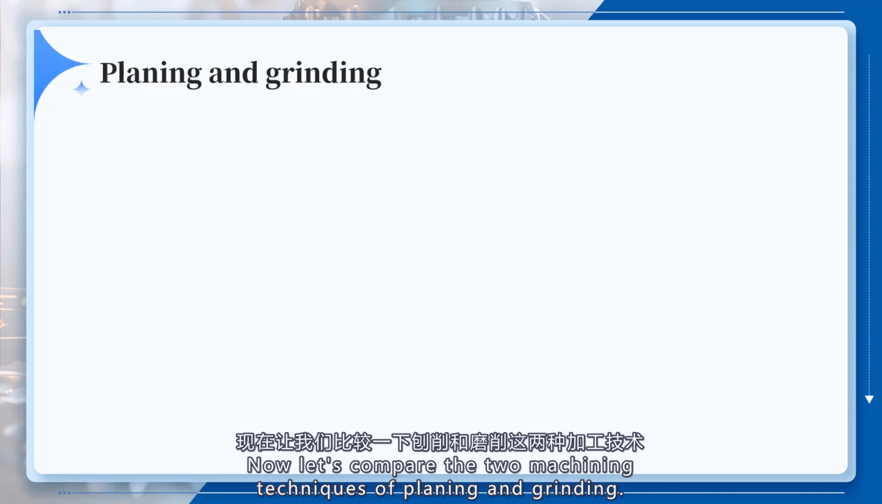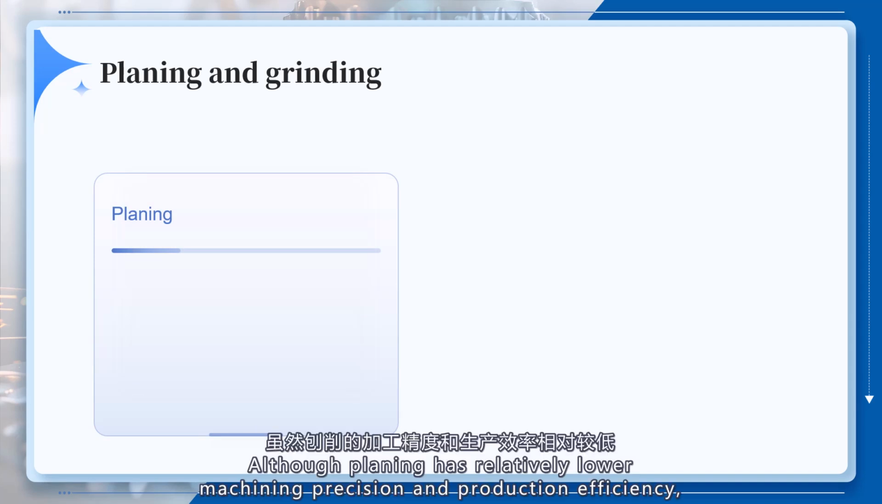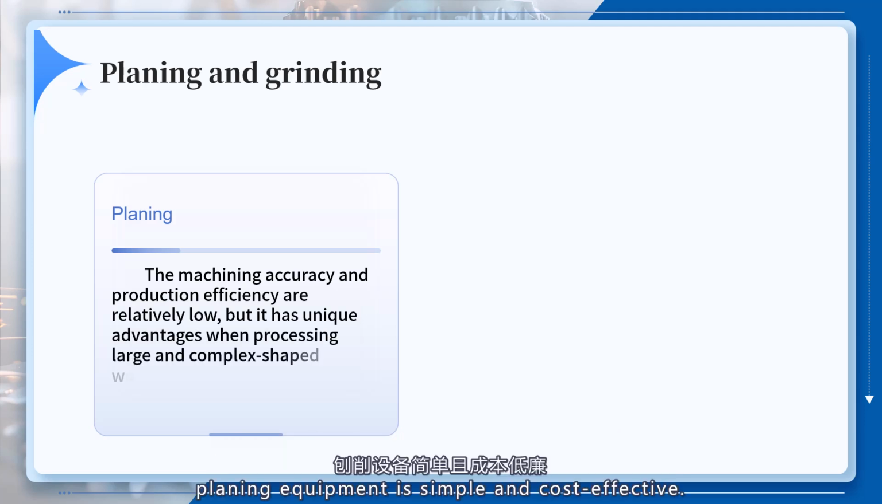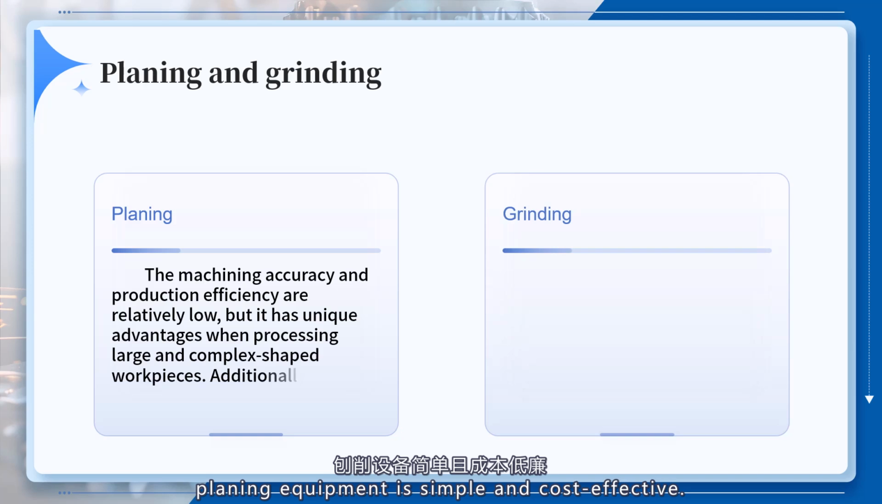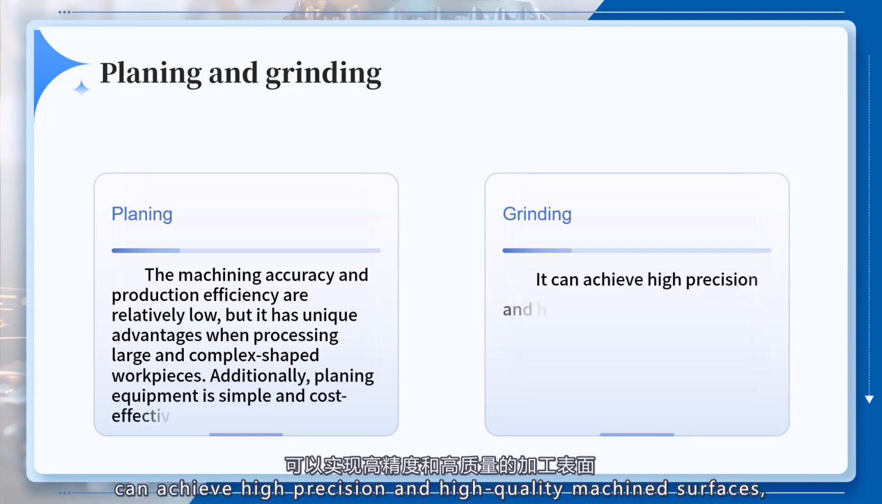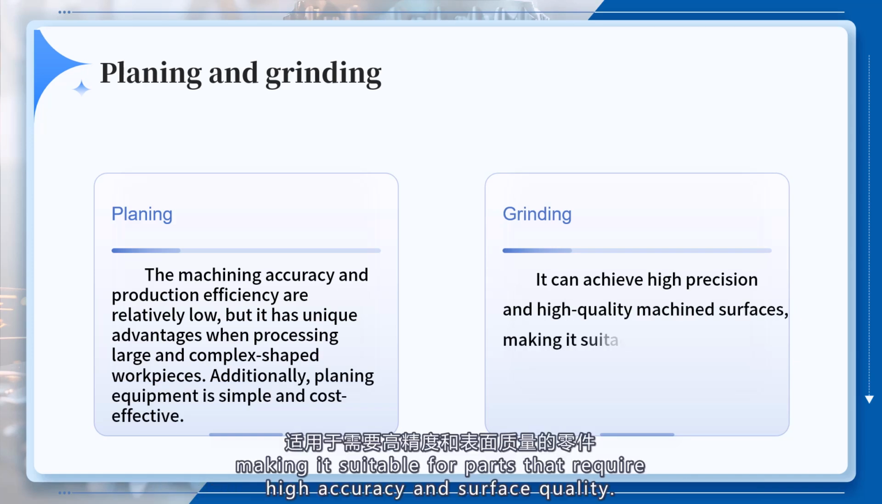Now let's compare the two machining techniques of planing and grinding. Although planing has relatively lower machining precision and production efficiency, it offers unique advantages when processing large and complex-shaped workpieces. Additionally, planing equipment is simple and cost-effective. Grinding, on the other hand, can achieve high precision and high-quality machined surfaces, making it suitable for parts that require high accuracy and surface quality.